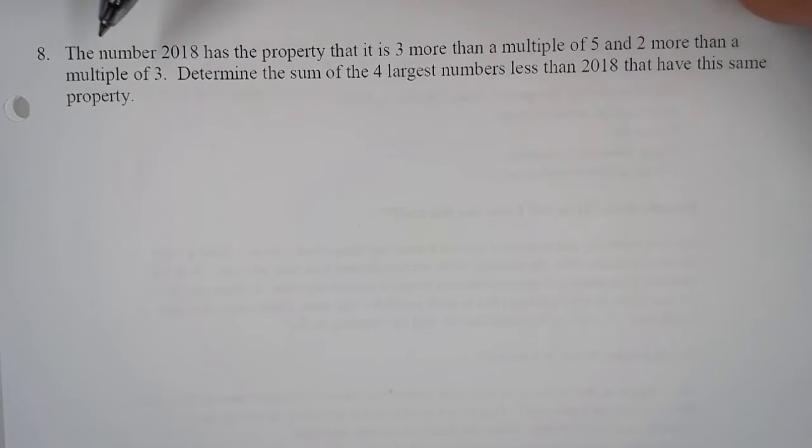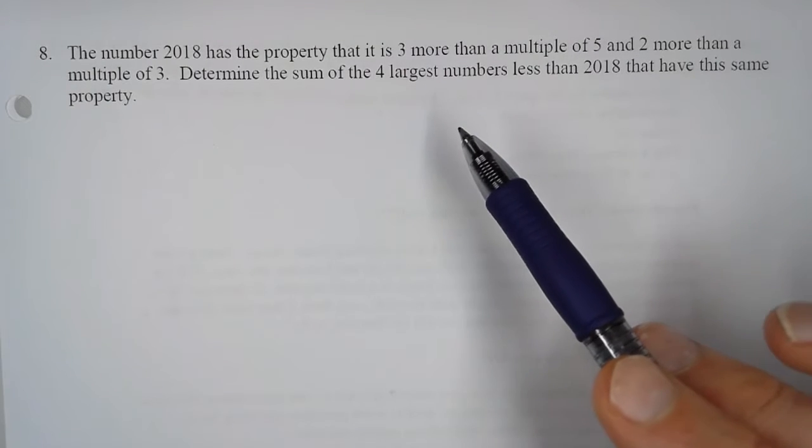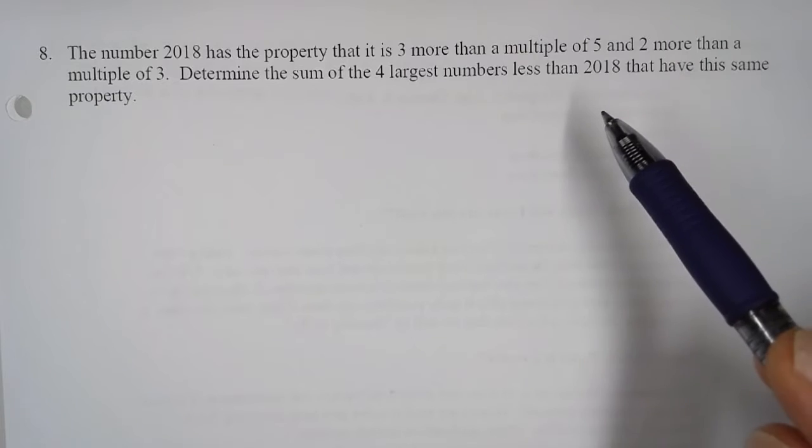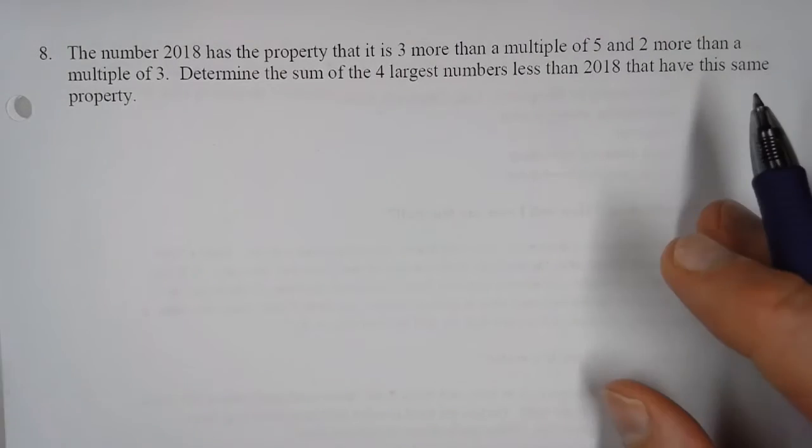In this problem, it says the number 2018 has the property that it is 3 more than a multiple of 5 and 2 more than a multiple of 3. Determine the sum of the 4 largest numbers less than 2018 that have this same property.